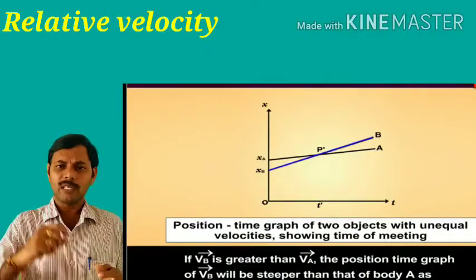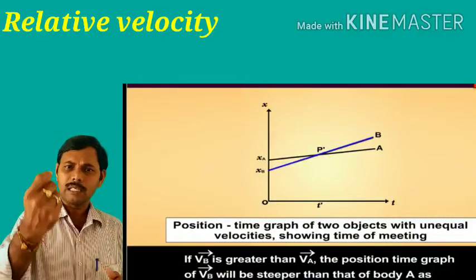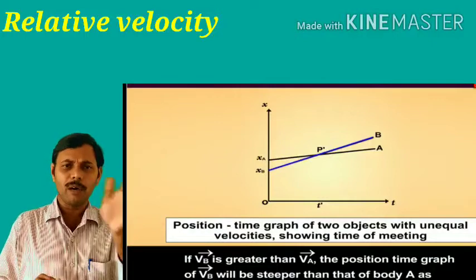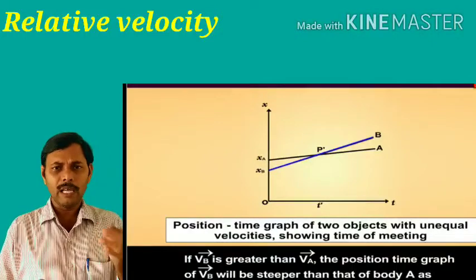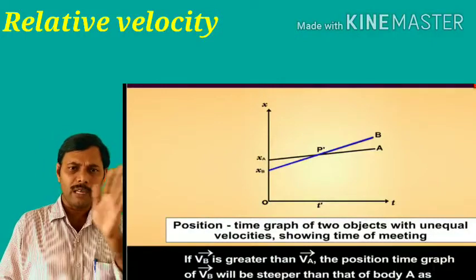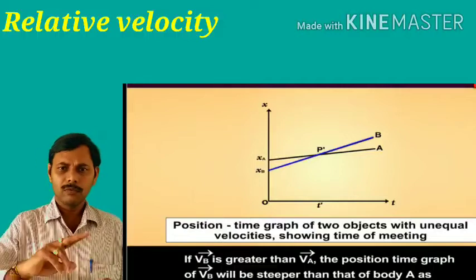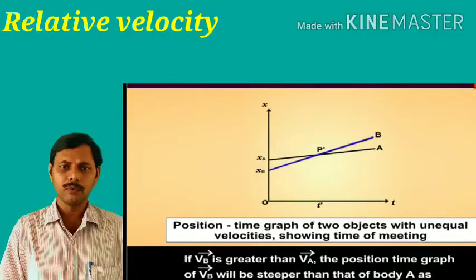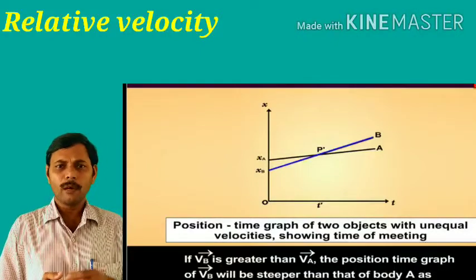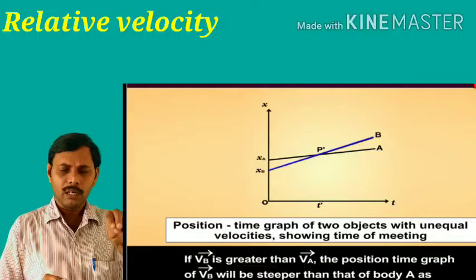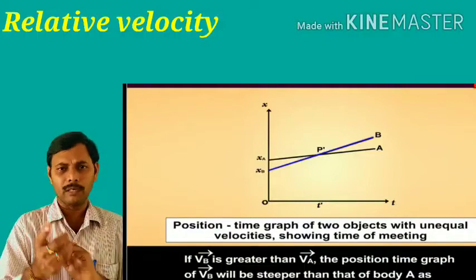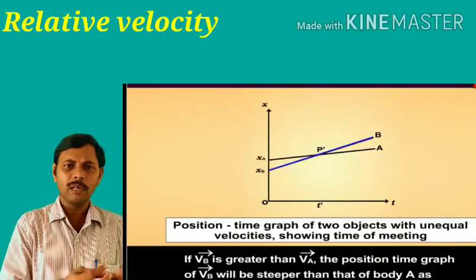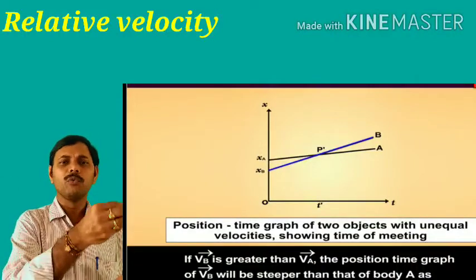In the graph, as VA is less than VB, if you consider the relative velocity of A with respect to B, VA bar minus VB bar, and VA is less than VB, therefore VA minus VB is negative. As VB is more and VA is less, VA minus VB is negative. So relatively car A is moving with negative velocity with respect to B.